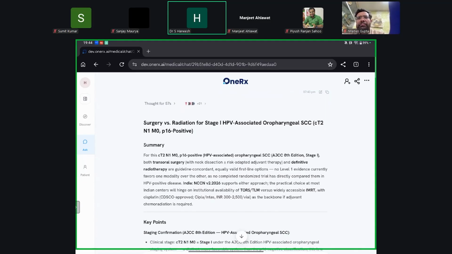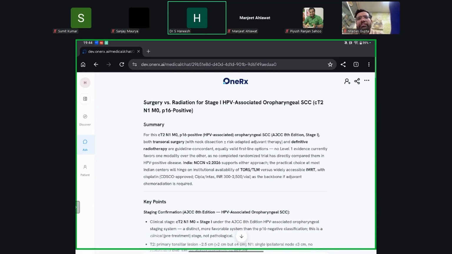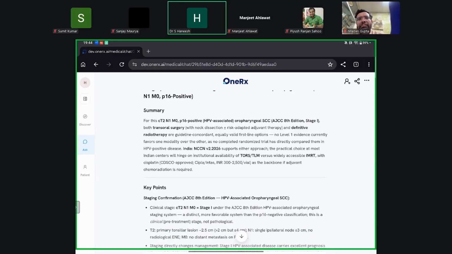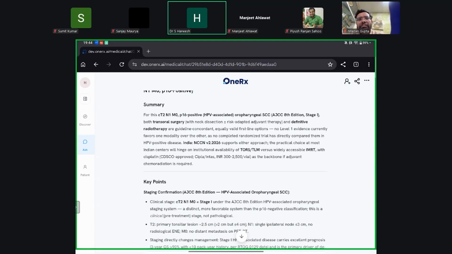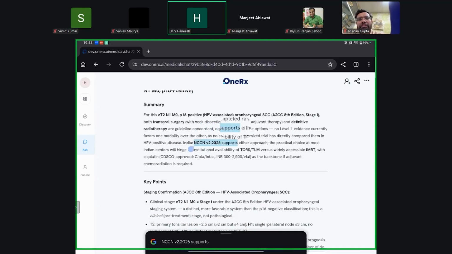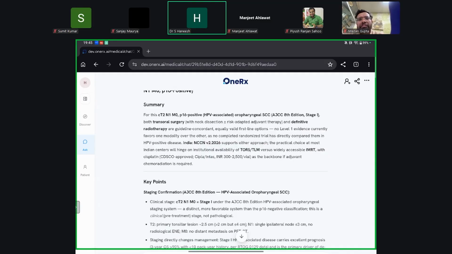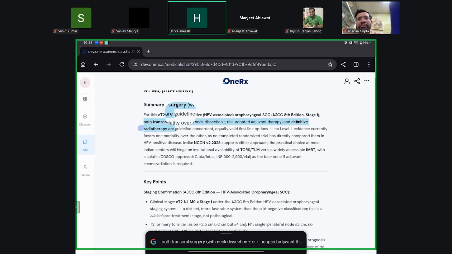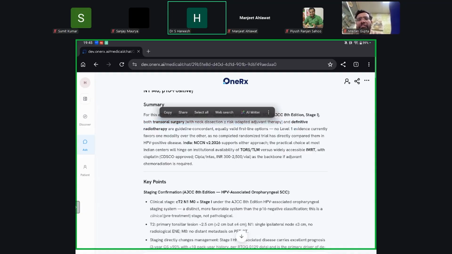So what does the evidence say for this question? Here, the NCCN guideline version 2 2026 supports both options as guideline-endorsed. NCCN version 2 2026 supports either approach: both transoral surgery with neck dissection with risk-adapted adjuvant therapy, and also definitive radiotherapy, which are guideline concordant.